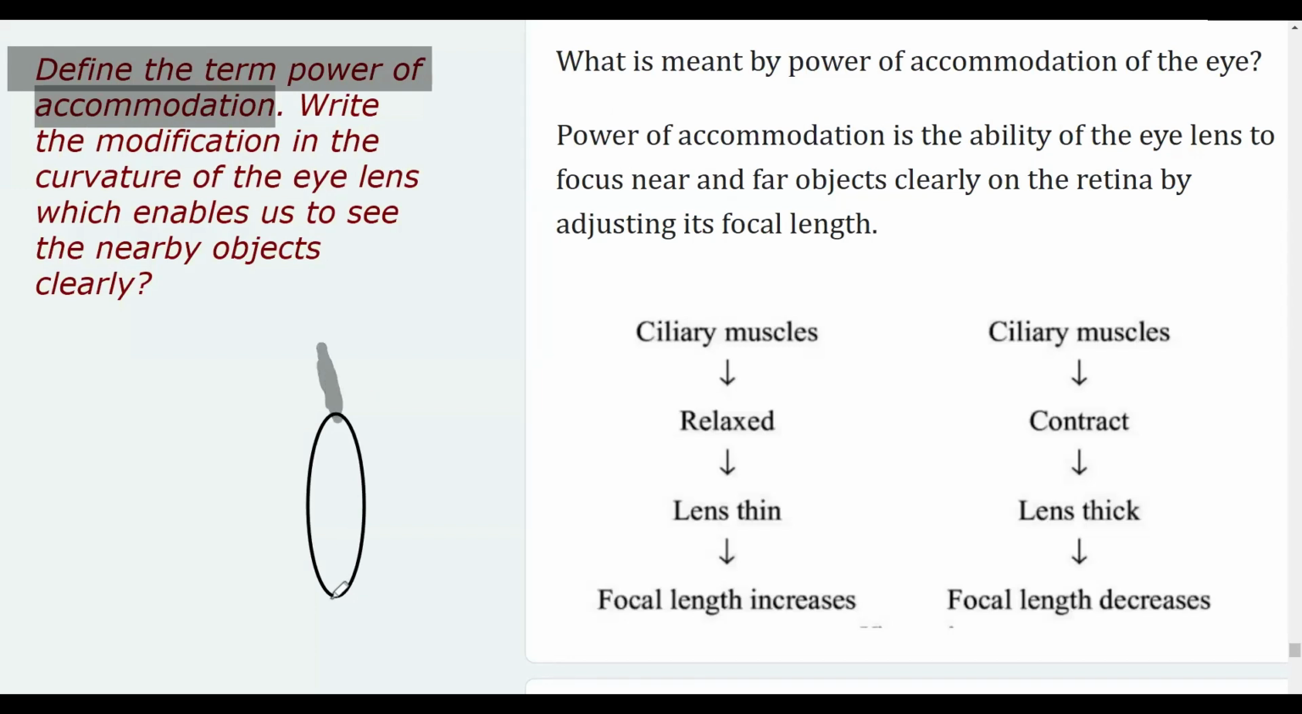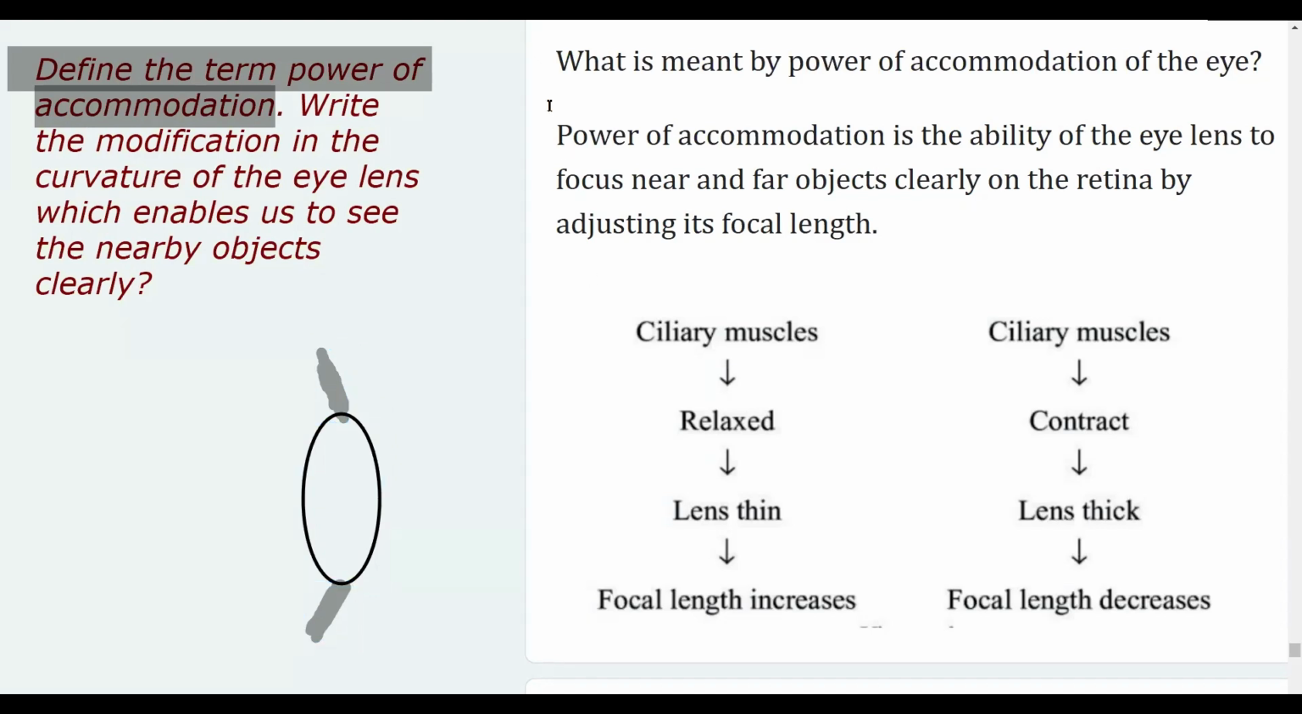Ciliary muscles are attached to this. And what happens is that when these ciliary muscles are in the relaxed state, as you can see, the lens becomes thin, the focal length increases, and you can see far off things clearly. The reverse happens when the ciliary muscles contract: the lens becomes thick and the focal length decreases. That enables us to see nearby objects clearly.